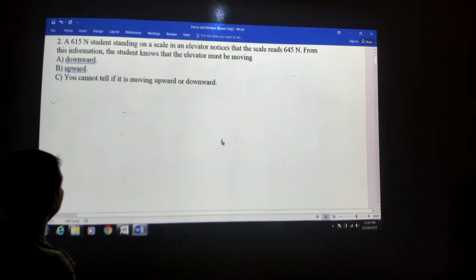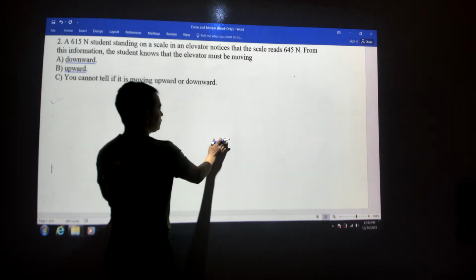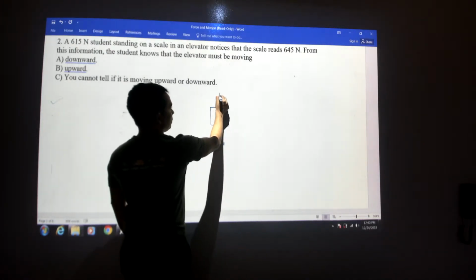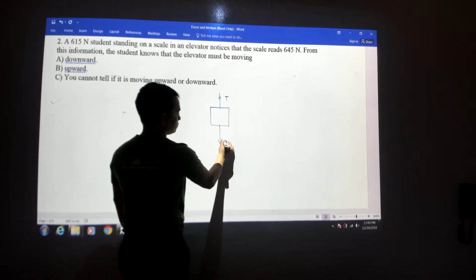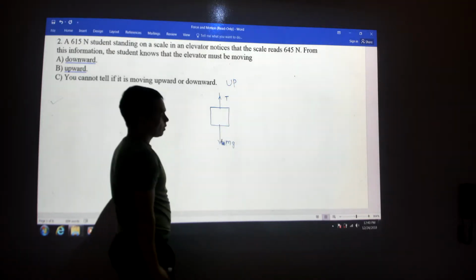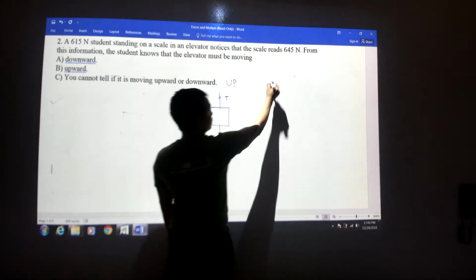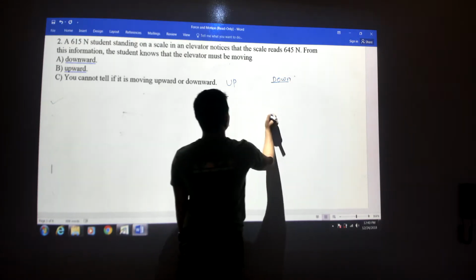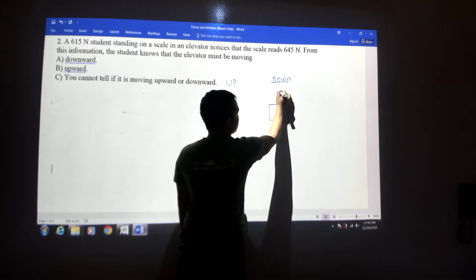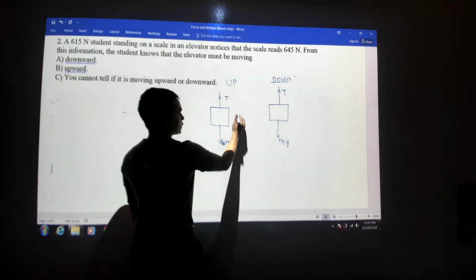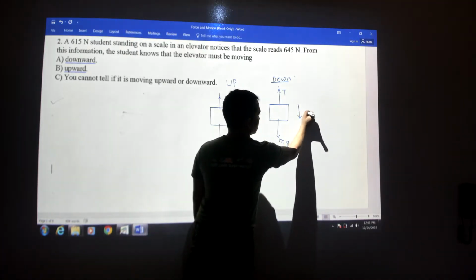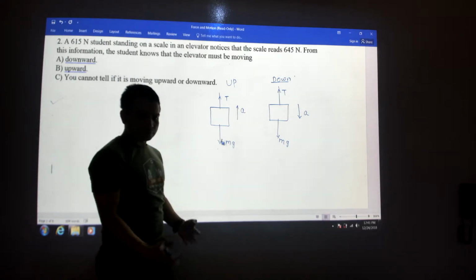Okay, let me explain this problem now. Let's say you have an elevator, and this one is going up. The weight is always downward. So this is for the up motion. And this is for the down motion. The weight is again downward, mg, and the tension in the spring is upward. And the acceleration, as it is going up, is an acceleration a, and going down, this acceleration is a. And I'm using Newton's second law of motion.